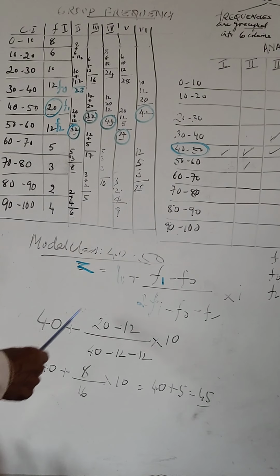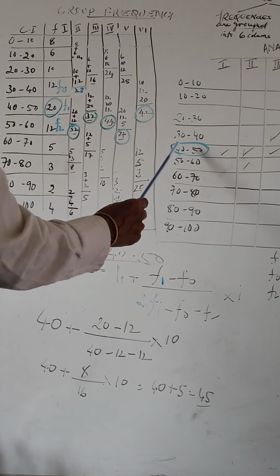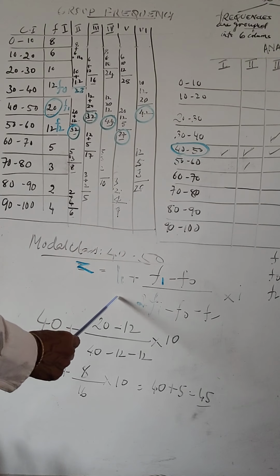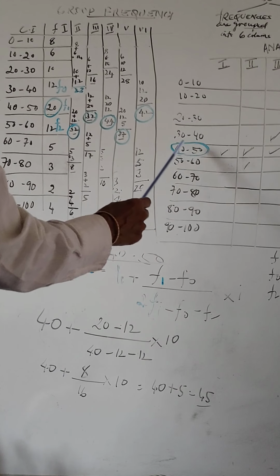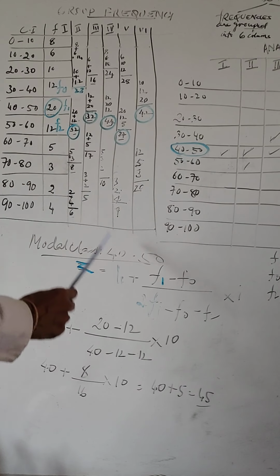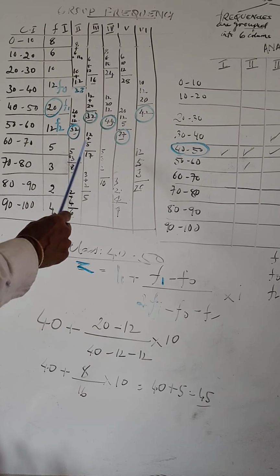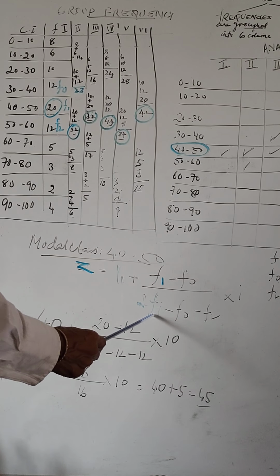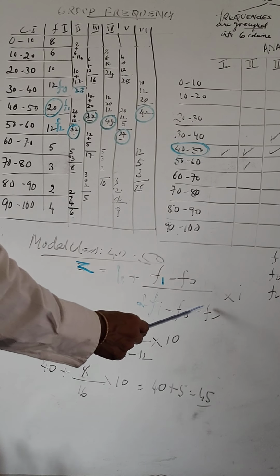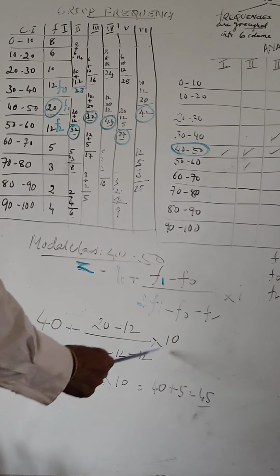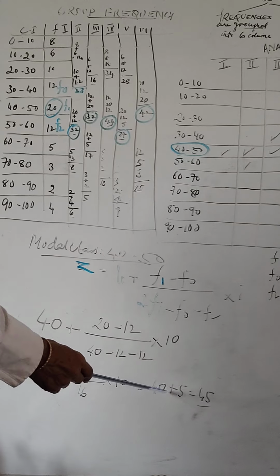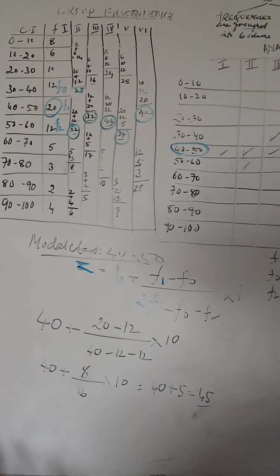Now putting the values, L1, that is modal class interval, we've got 40 to 50. The lower limit is L1 plus F1. So F1 is what? It is 20. And what is F0? That is 12. And 2 into 20 gives you 40 minus 12 into 10. So when you work it out, you get 40 plus 8 upon 16 into 10 is equal to 40 plus 5 is equal to 45.